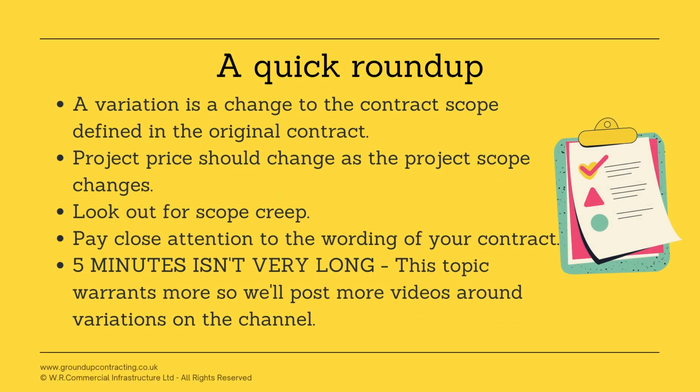A quick roundup then. A variation is a change to the contract scope defined in the original contract. Project price should change as the project scope changes. Look out for scope creep. Pay close attention to the wording of your contract. And 5 minutes isn't very long. This topic warrants more, so we'll post more videos around variations on the channel.